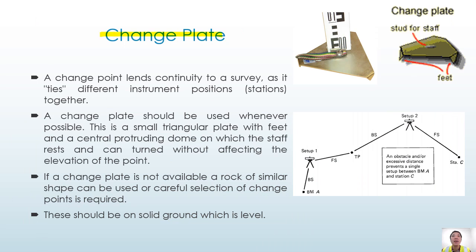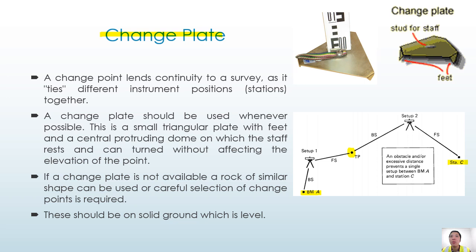Change plate. When the distance is too far, for example from benchmark A to station C, you can't use only one setup. So you need to have one more setup over here. So you will need some points in between A and C. When the ground is not stable, you will use a change plate to put somewhere in between A and C, and we use that as a turning point or a change point to connect A and C.